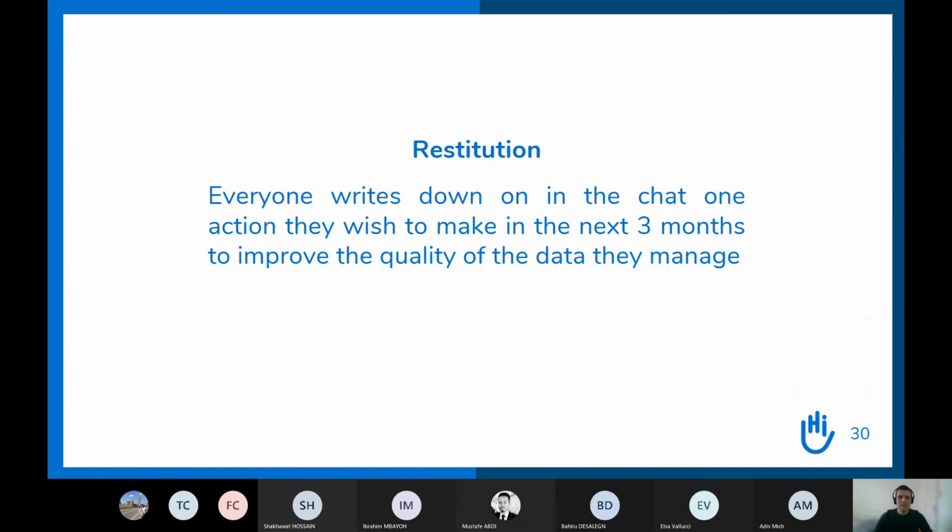Don't worry, it's not something that we are going to share with your manager. It's not an evaluation or anything. It's just to make things more concrete. What is this thing that you want to do?